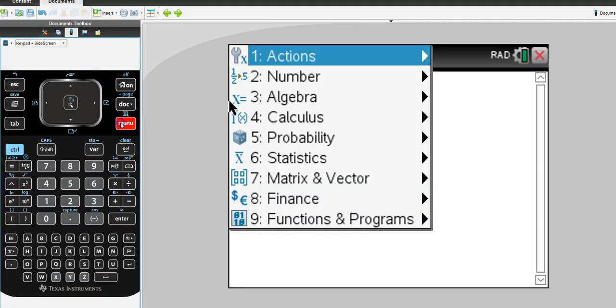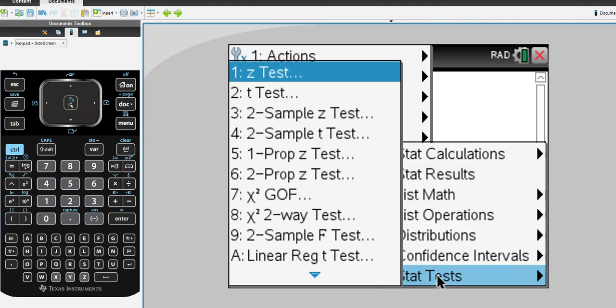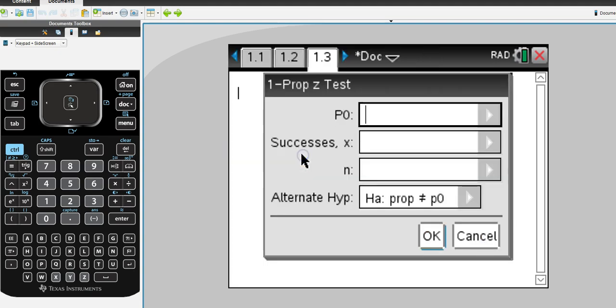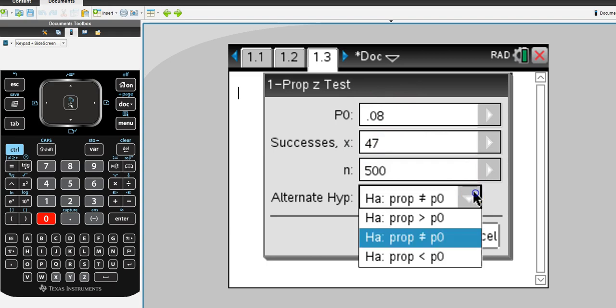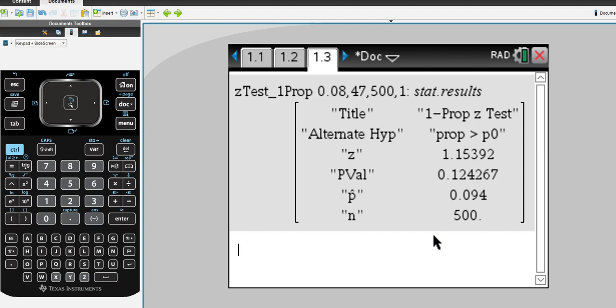So we go to Menu, Statistics, and Stat Tests, and we go to a one proportion z-test. Now here, first of all, we put in our null hypothesis value. So that p0 is the null hypothesis proportion. So this would be 0.08. And then the number of successes in our sample, we got 47 blemished potatoes out of 500. Then we choose our alternate hypothesis. In this case, our alternate hypothesis is a greater than hypothesis. And then push OK.